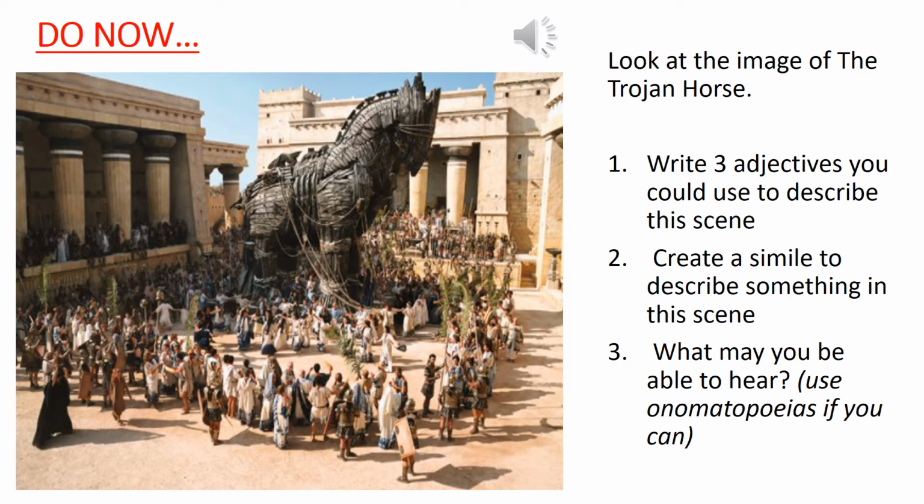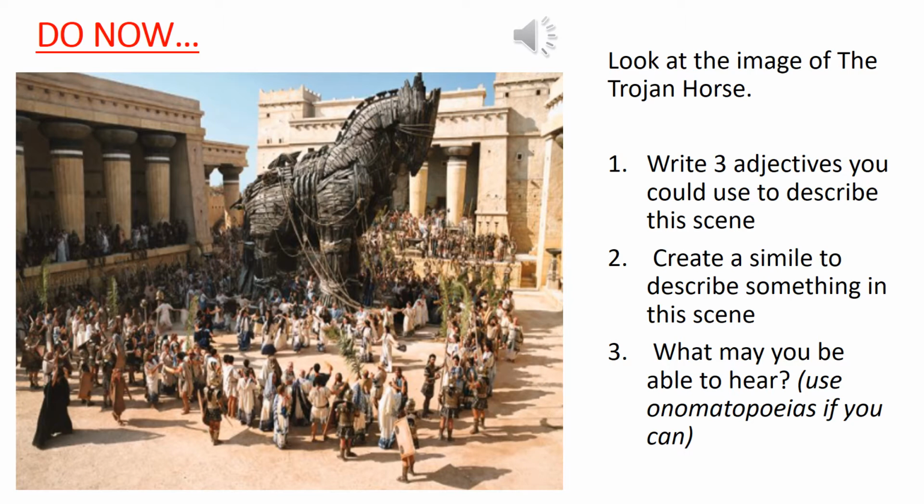So for example, you might describe the Trojan horse as colossal or large. You might consider how you would describe the crowd. So try and think about 3 adjectives, describing words. Number 2, can you create a simile to describe something in the scene? So remember, a simile is where you compare one thing to another for effect using the words like or as. So think about what you might want to compare something to in this scene.